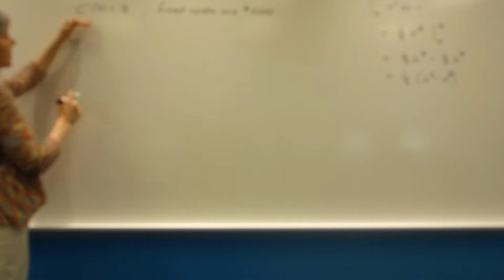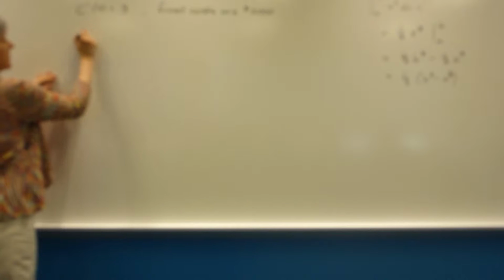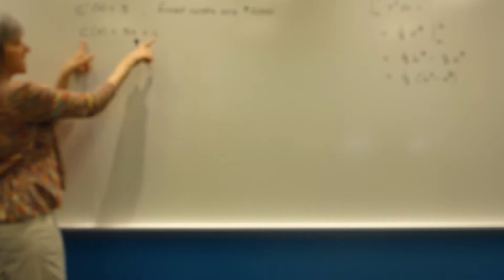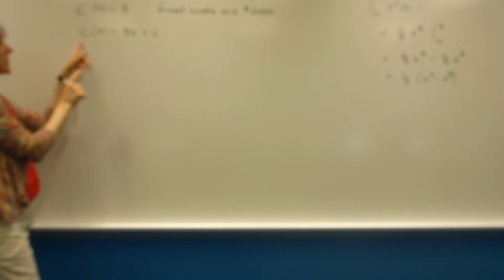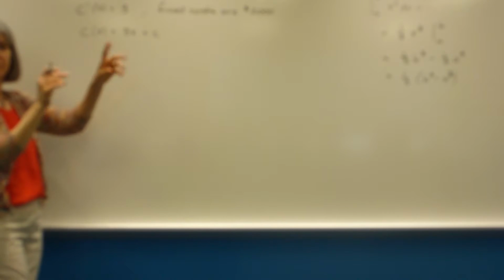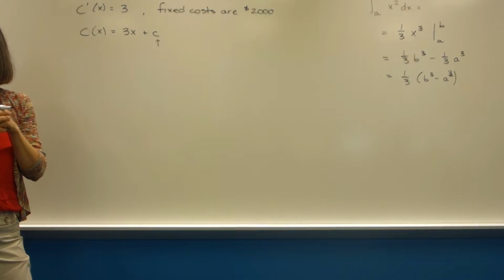So this one should be pretty easy. So if I know this is 3x plus c. This c and this c are different. That's the cost function, capital C, that's just a lowercase c. Fixed cost. I could know that this is automatically my fixed cost, right? And just drop in the 2,000.